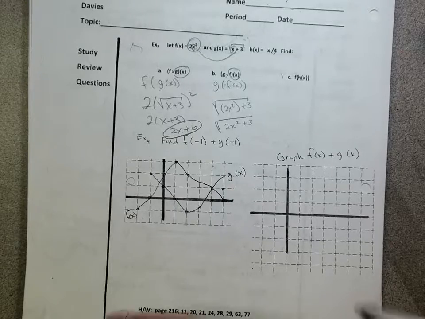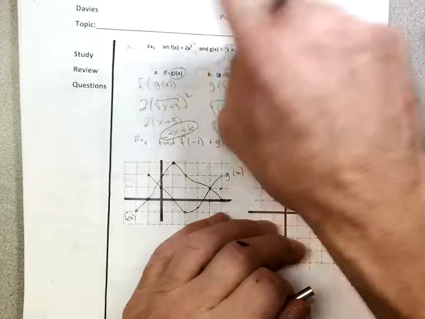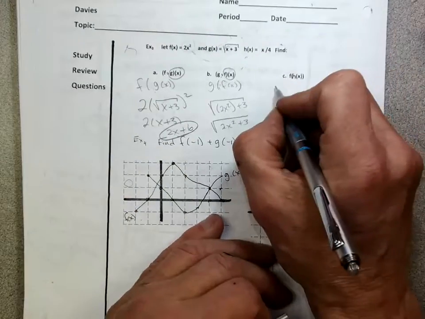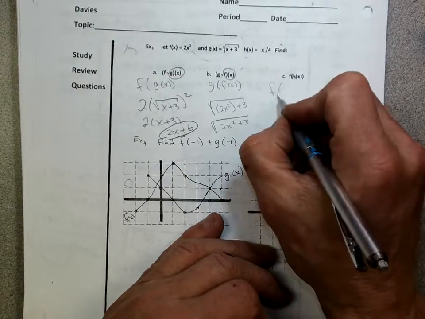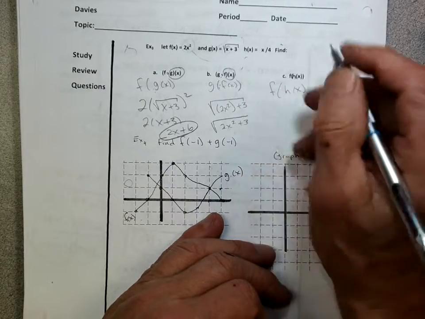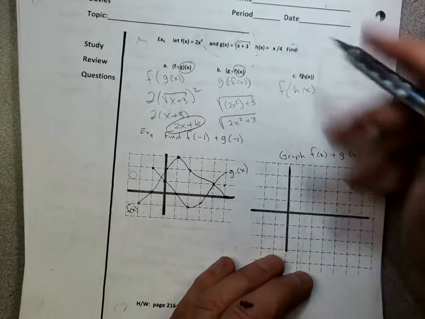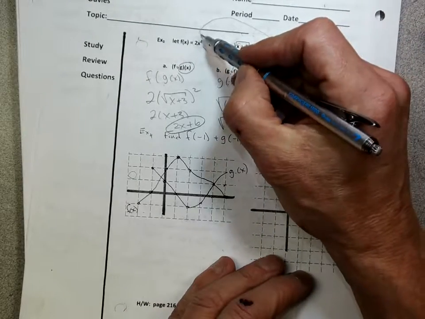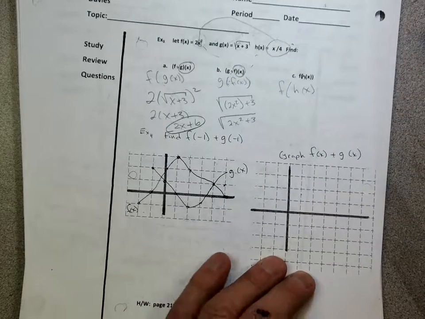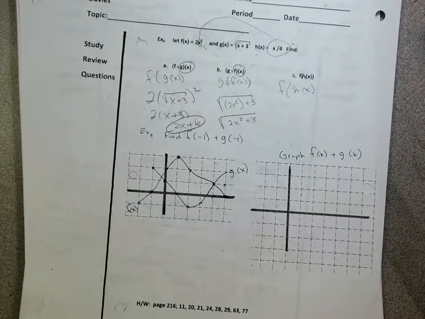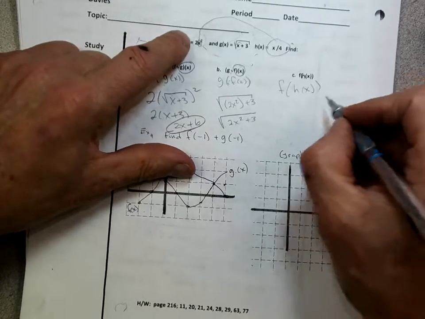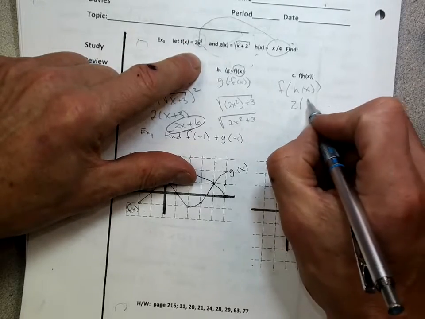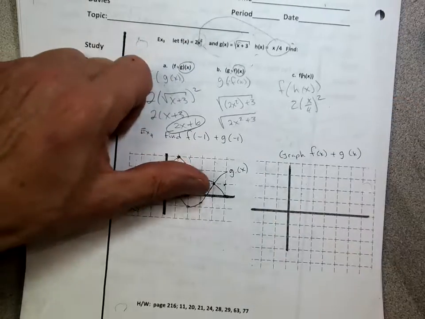Okay, last one. Let's erase all this. It is saying f of h of x. Kind of got smeared, but there it is. So we're going to take h of x, that's the x over 4, and plug it into f. So it's going to go right into its x. Take the entire equation, put it into the x of the other equation. So instead of writing 2x squared, we're going to write 2 times x over 4, squared.